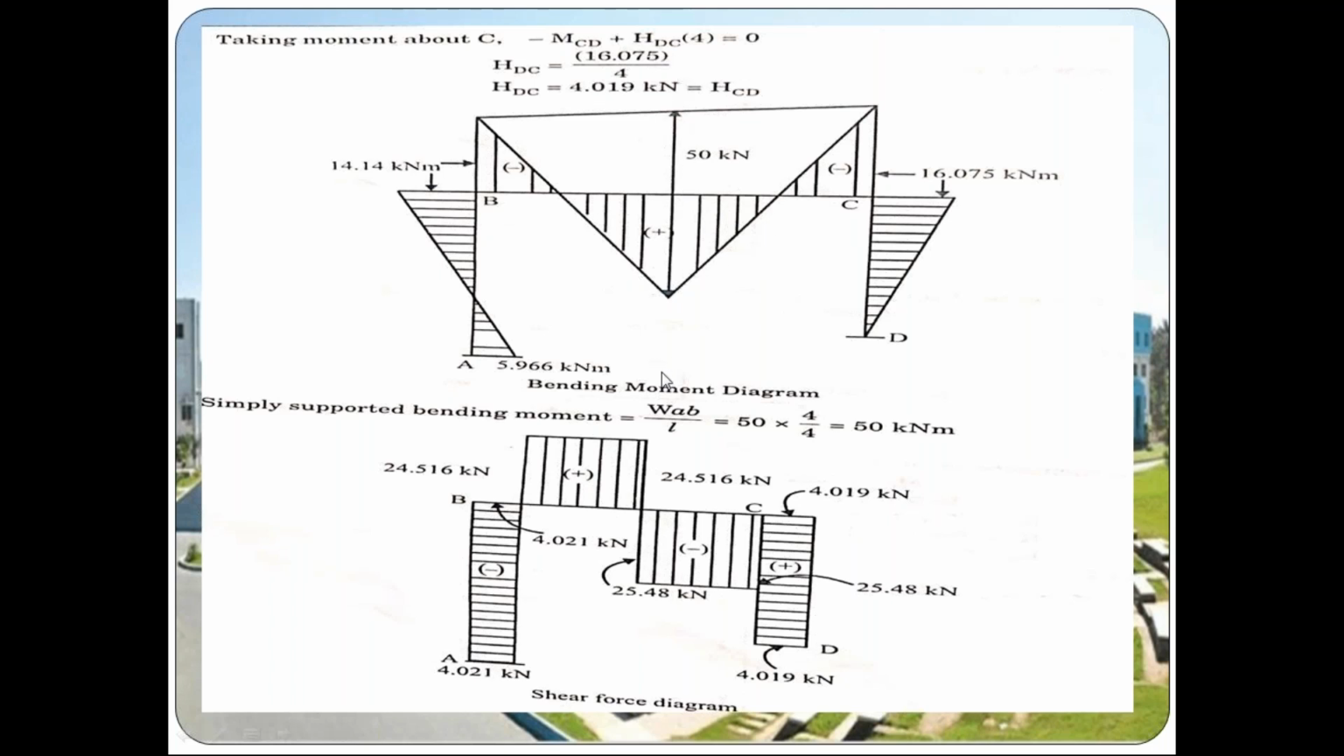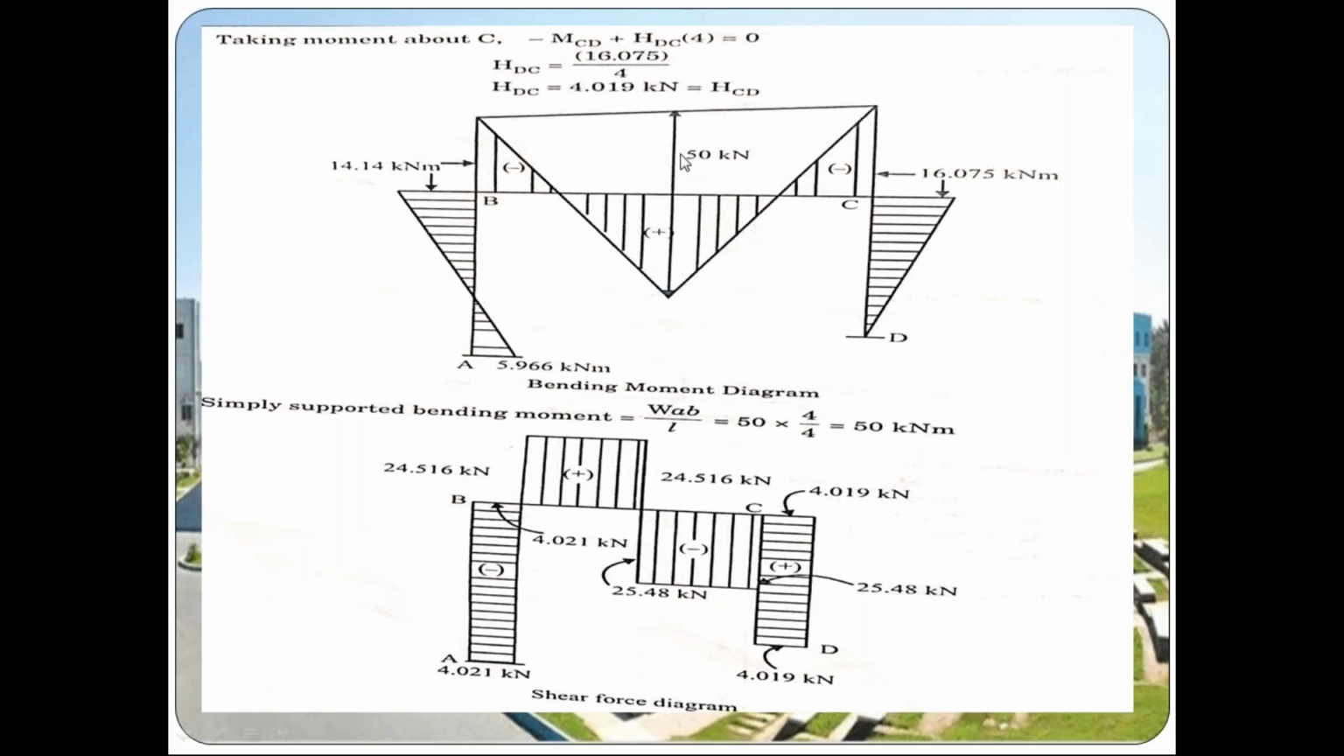The simply supported bending moment formula is WAB by L, or WL by 4. So 50 into 4 by 4. A and B are both 2 meters distance, so 2 into 2 is 4. Or the actual formula: if the load is acting at the center, it is WL by 4 only.